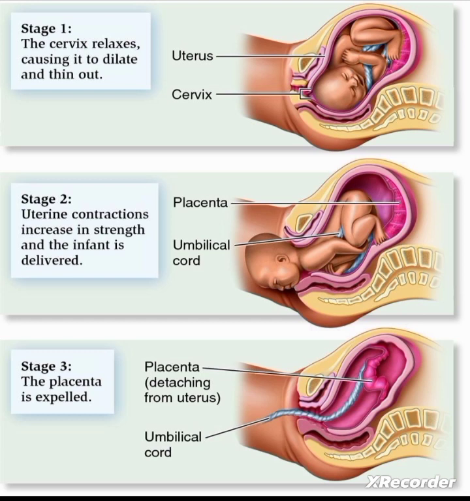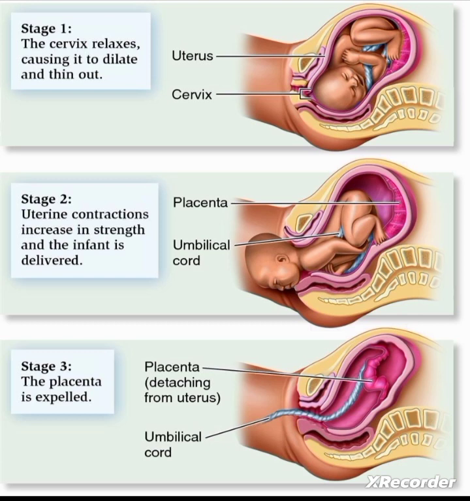Second stage starts from full dilation of the cervix, not from the rupture of membrane, and ends with the expulsion of the fetus from the birth canal. So in the second stage, there will be full dilation of the cervix and expulsion of the fetus. And it has two phases. First one, propulsive phase. Second one, expulsive phase.